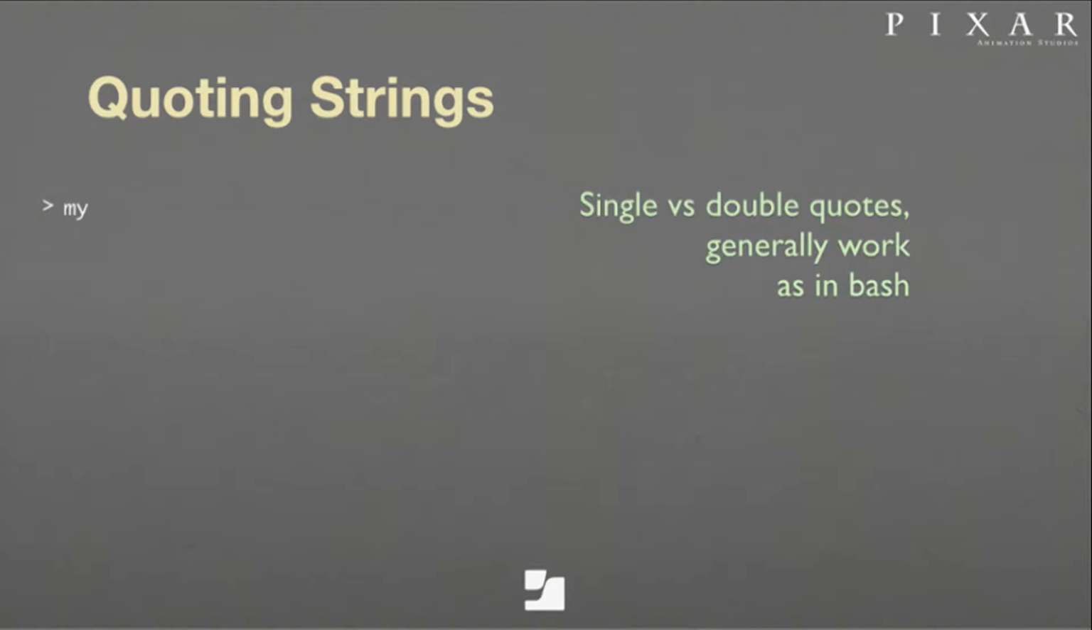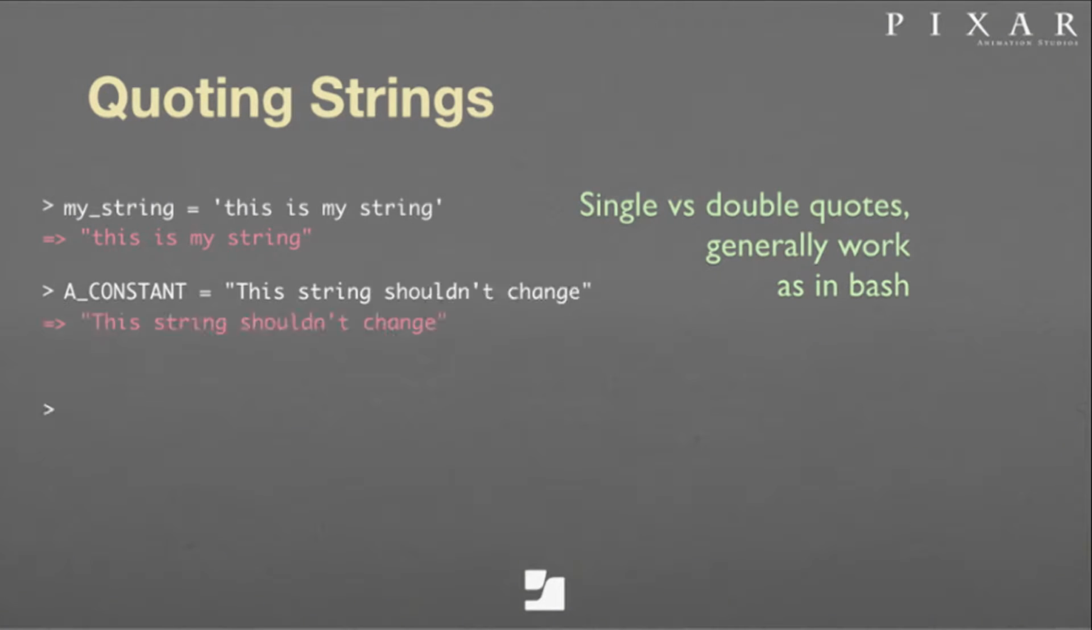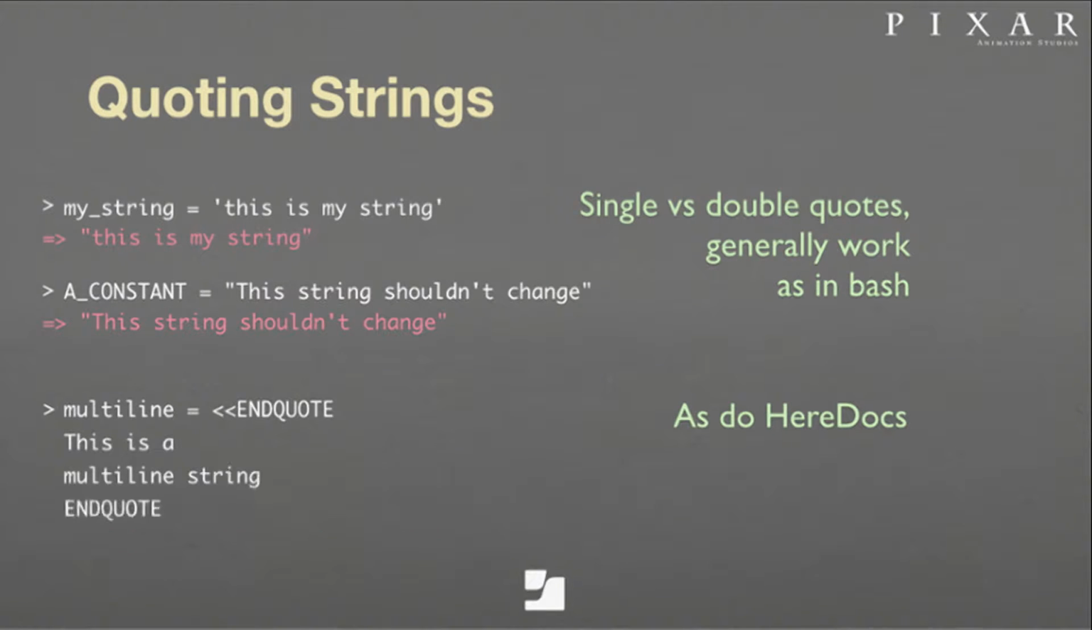Quoting strings. Single versus double quotes work kind of the same way they work in Bash. Does everyone know the difference between single quotes and double quotes in Bash? I'm not sure, I think they're similar in Python. But double quotes can be used in more flexible ways than single quotes. And here docs, these multi-line things, work pretty much the same way they also work in Bash, and I believe in Perl.